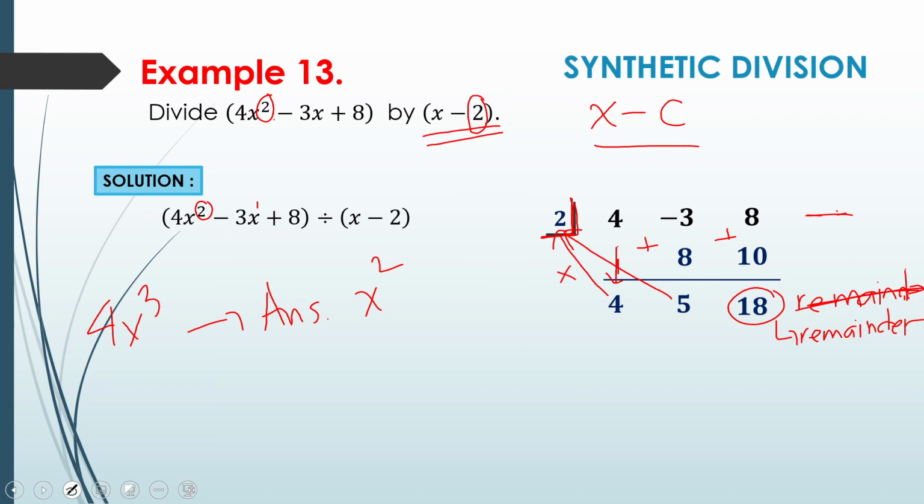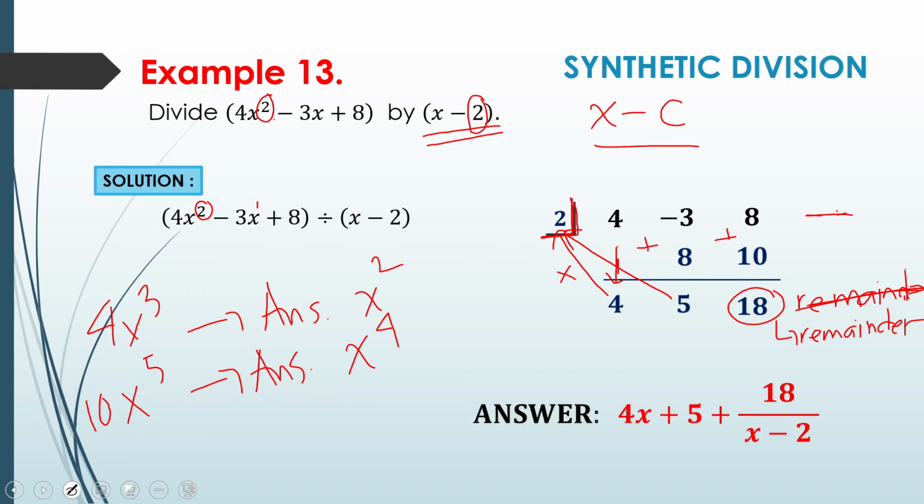If the given is 10x power 5, so your answer starts with x power 4. Always be less than 1. Only the difference is 1. So therefore, your answer is 4. This is power 2, so you start with x. This will be the constant, and this is the remainder over your divisor, which is x minus 2.